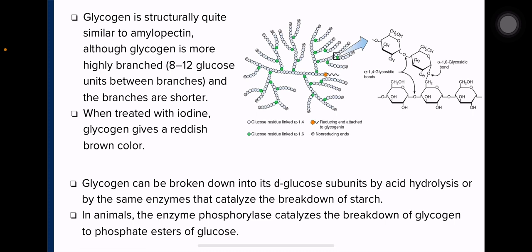Structurally, glycogen is very similar to amylopectin, but it is more highly branched. Branches occur every 8 to 12 glucose units, as you can see in the picture. Because of this, glycogen reacts with iodine to form a reddish-brown color, not blue-black. Glycogen can be hydrolyzed first by acid hydrolysis, or second via enzymes such as phosphorylase, which releases glucose 1-phosphate units.